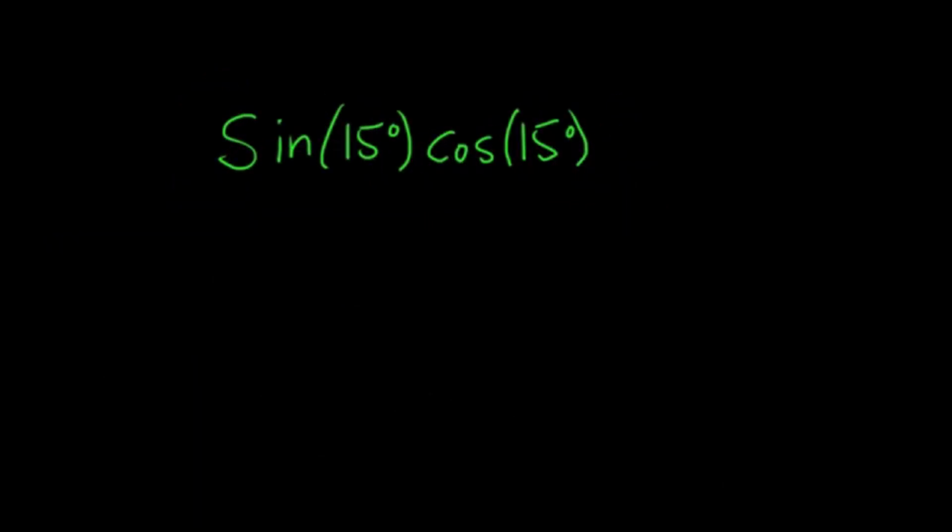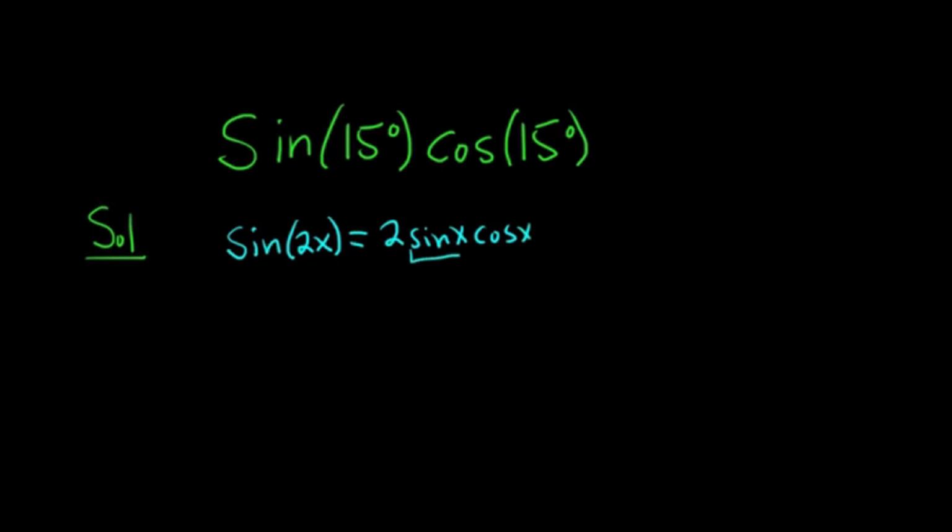In this problem, we're going to write the sine of 15 degrees times the cosine of 15 degrees as a single number or a single trig function. Solution. So whenever you have a sine times a cosine, a common identity that you can use is sine 2x equals 2 sine x cosine x.